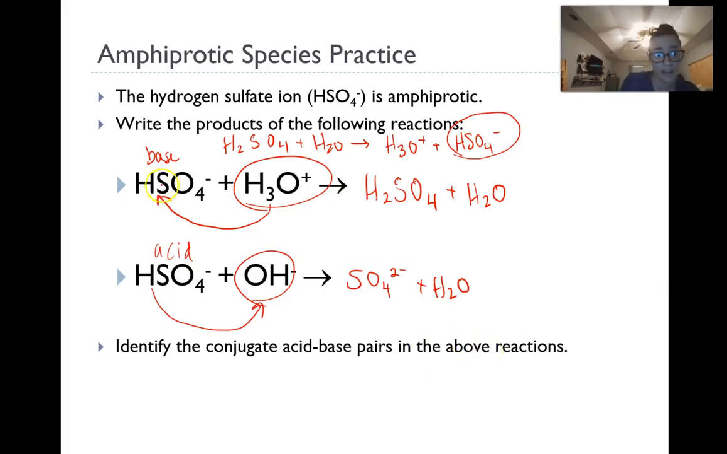Again, this hydrogen sulfate in the first reaction is acting as a base, so the conjugate acid would be the sulfuric acid. And then the hydronium is acting as an acid, so its conjugate base would be water. Same thing here, the hydroxide is acting as the base. So the sulfate, after this acid lost its proton, is the conjugate base, and then the conjugate acid would be water because it has accepted a proton from the hydrogen sulfate.